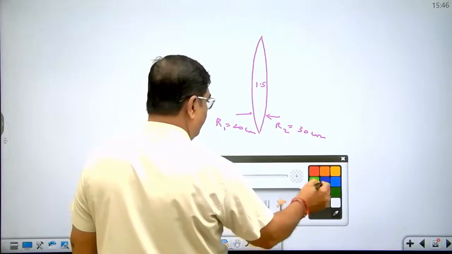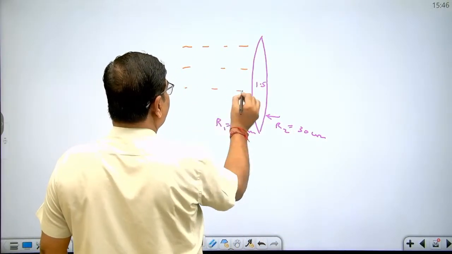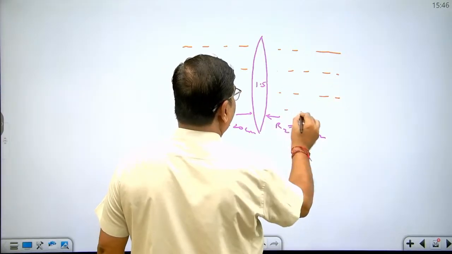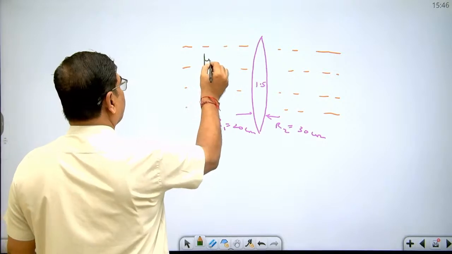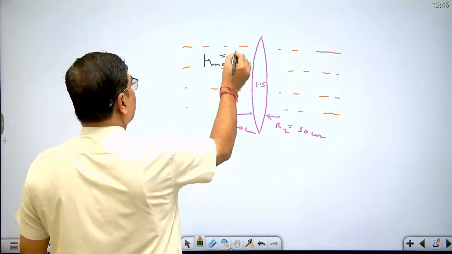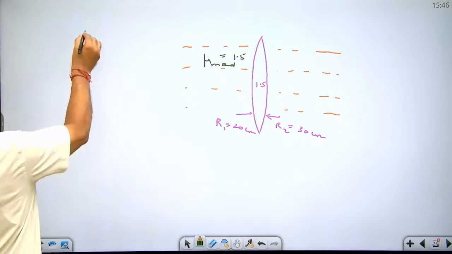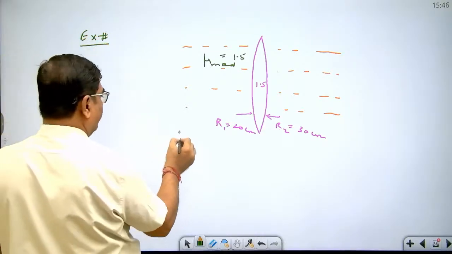Now dear student, what have we done? We have kept the lens inside a material whose refractive index is the same as that of the lens material. This case is also very popular and usually asked in competitive examinations. Now dear student, mu medium equal to 1.5. Now in your mind, hopefully the answer could have come. Now let's see what happens.